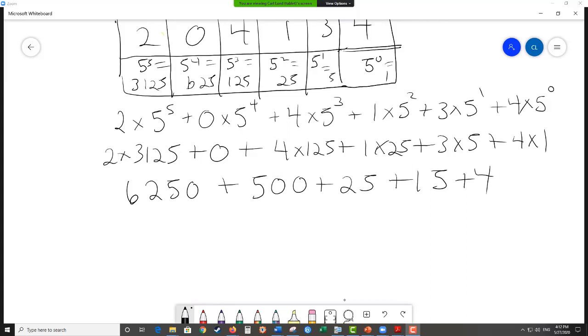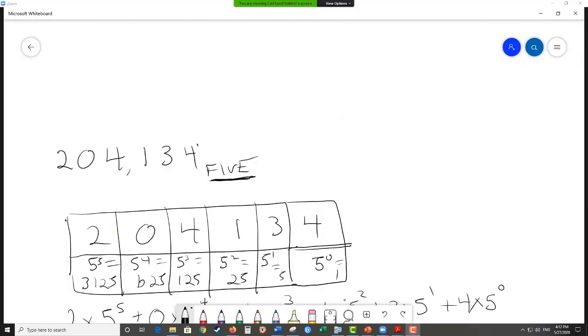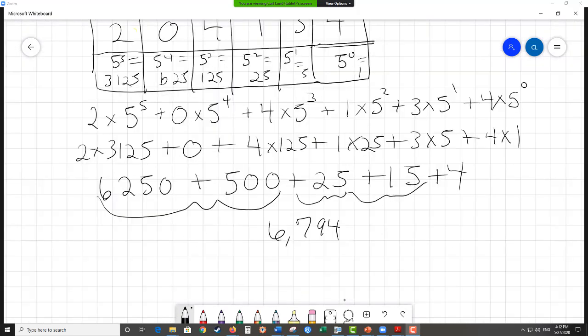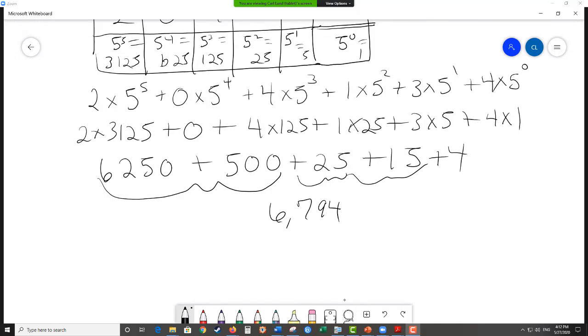So when I add these together, I think I can add this in my head. This part will be 6,750, 6,775, 6,794. So 204,134 in base 5 is equivalent to 6,794 in our base 10.